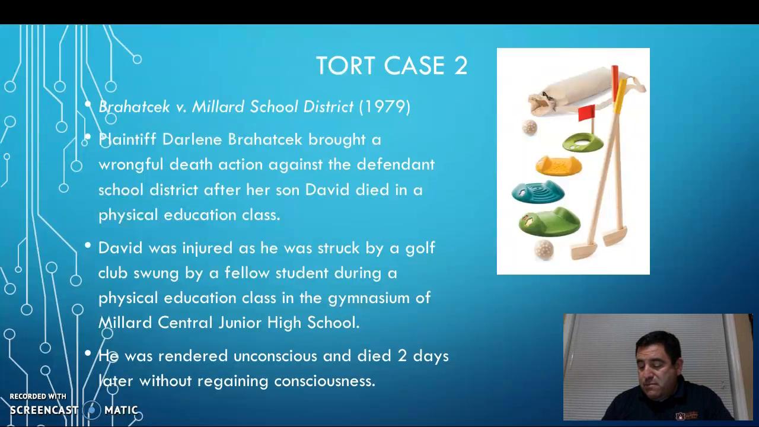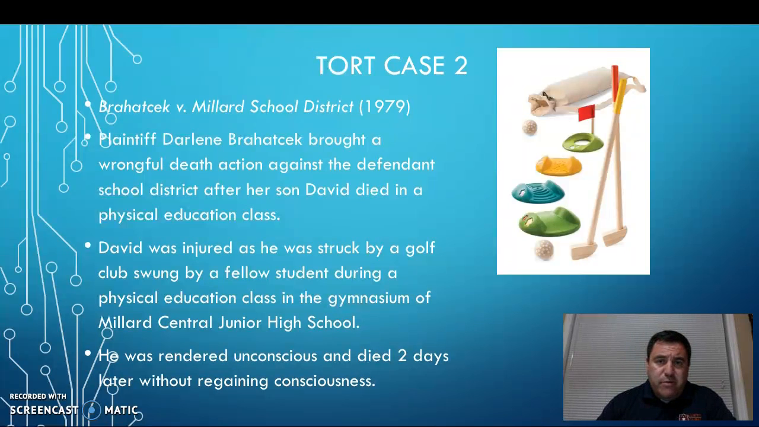According to my notes, the school district was found negligent for lack of supervision. Okay, they needed to exercise proper supervision. The school district made a counter case that it was partially David's fault because even though he was standing far away against the wall, he walked up close enough to get hit.